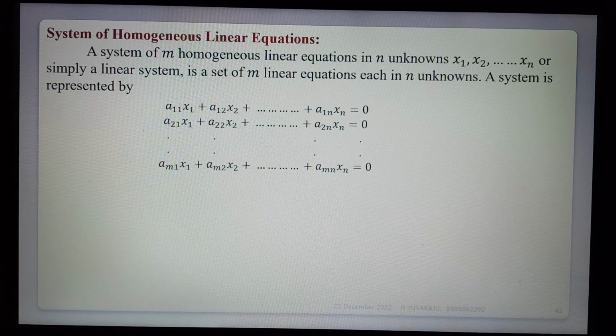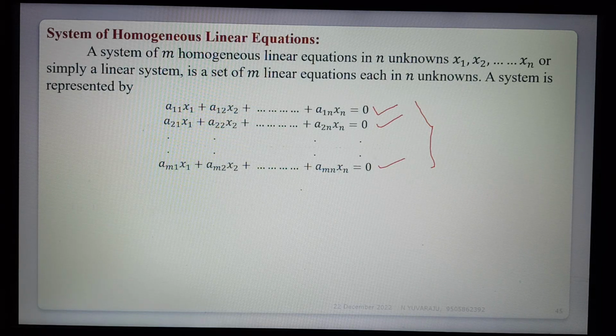So the system of equations is called a homogeneous linear system. That means the right side is totally zeros only. This is called homogeneous. If non-zero, that is non-homogeneous linear equations. We already discussed finding the solution of the non-homogeneous system in the previous lecture. Now we are finding the solution of the system of homogeneous linear equations. So how to find the solution?